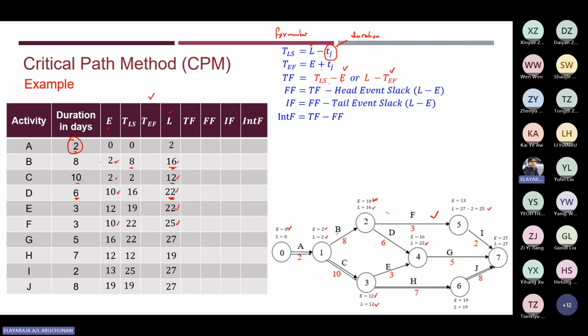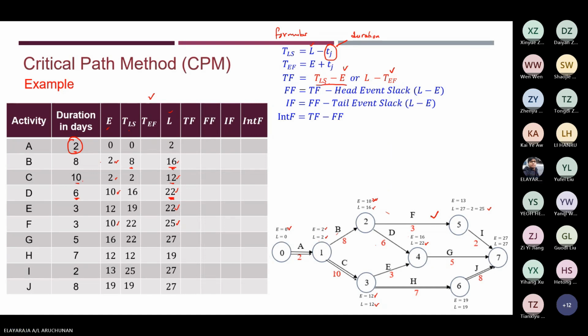Earliest starting time E, or you can take the latest finishing time minus T, the earliest finishing time. Okay, you can use either one of these formulas. You'll get the same value. Now we have this information.